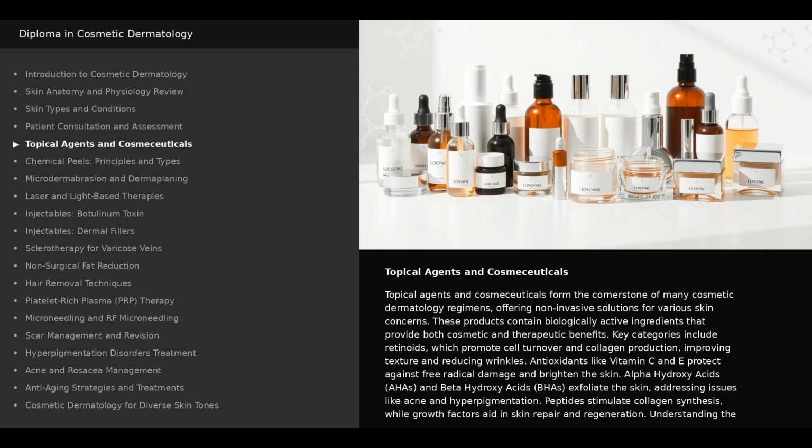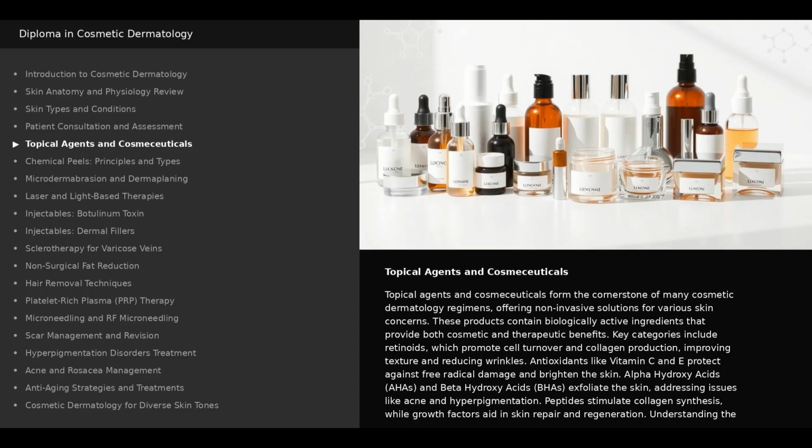Topical agents and cosmeceuticals. Topical agents and cosmeceuticals form the cornerstone of many cosmetic dermatology regimens, offering non-invasive solutions for various skin concerns. These products contain biologically active ingredients that provide both cosmetic and therapeutic benefits. Key categories include retinoids, which promote cell turnover and collagen production, improving texture and reducing wrinkles.